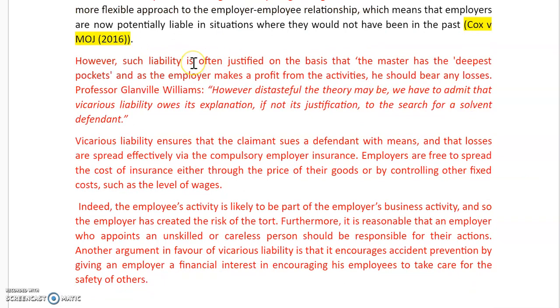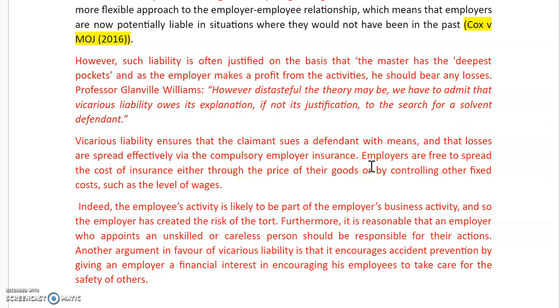But such liability is often justified on the basis that the master has the deepest pockets, which is what we said at the beginning, that the employer is often in the position to pay for any legal action. They make a profit from the activities of their employees and therefore should bear any losses. And I've included a nice quote from Glanville Williams that you could use there. And this is making sure that the claimant is able to get their losses covered via compulsory employer insurance.